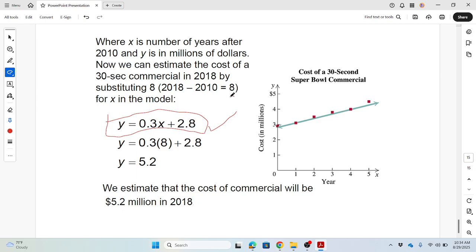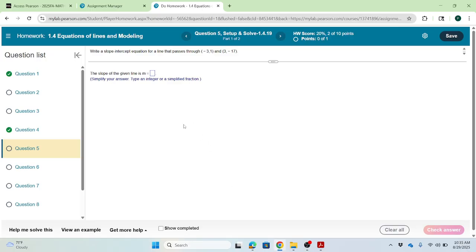Since 2018 means the value of x is 8, if you remember, it starts at 2010, so 2018 means 8. By using this equation, if you just replace x by 8, it's going to give you the cost of a 30-second commercial in 2018, which would be 5.2 million. So that's how we can use linear equations. Let's see some more examples.